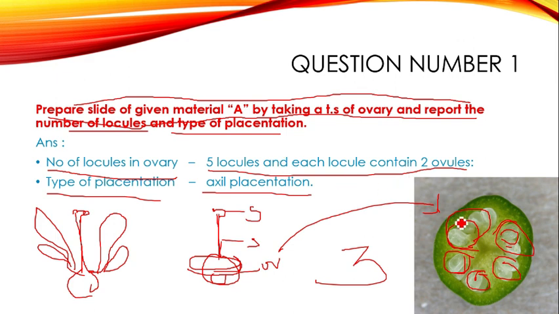The given material for TS of ovary is hibiscus, so you can prepare the TS of ovary slide for that 3 marks. Then for identification of the number of locules 1 mark. Next, for identification of the type of placentation 1 mark.